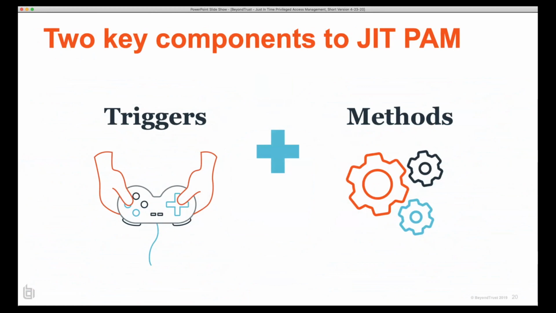So how do you actually implement this in an organization? This is the fundamental. This is the meat of the presentation. This can be done with tools like from BeyondTrust. This can be used with best practices in your own organization. But take this as the philosophy to get there. It involves the concept of triggers and it involves the concept of methods.